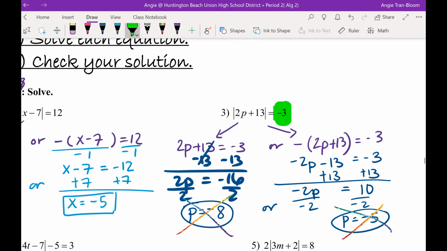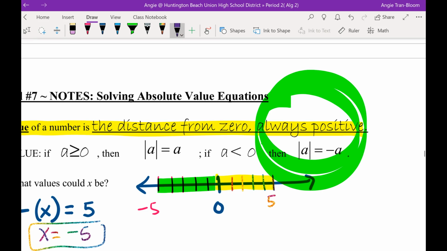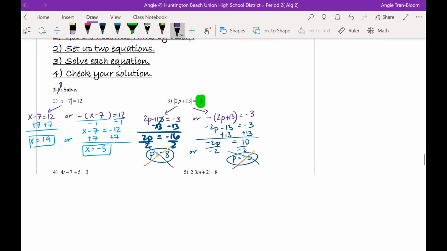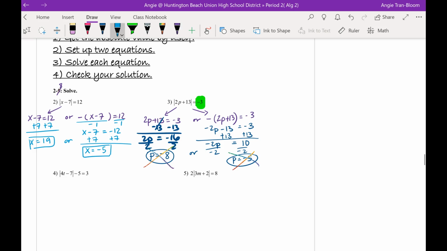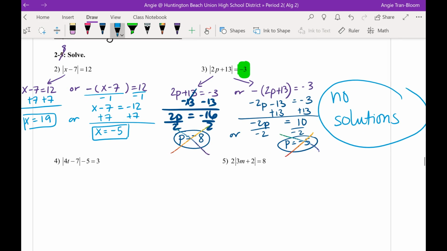I did all of that work, but if I were mindful, all absolute values, when it's all by itself, what must it be? Positive. So if the absolute value is negative, can I straight away write no solutions? You're right, that's a negative right there, class, so I can just go and write no solutions. We did all of the work and came up with no solution anyway. So always check your answers.